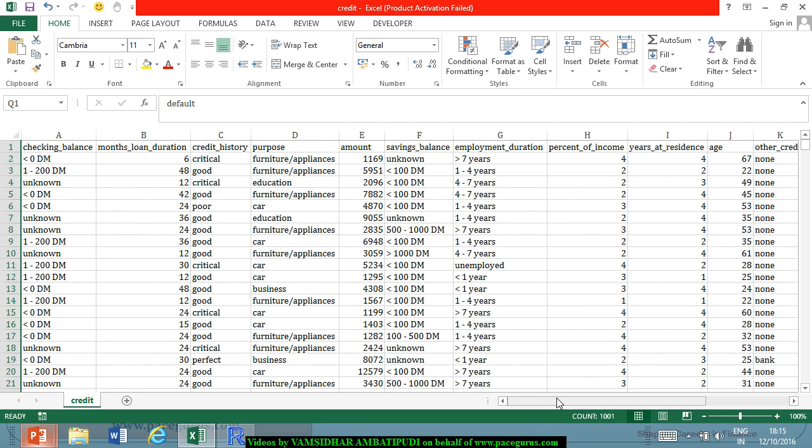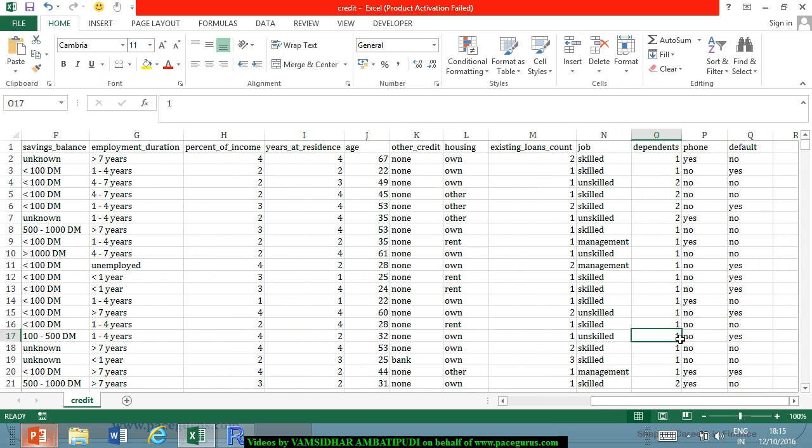Now if I bring in a new customer, with a certain checking balance, loan duration, credit history, and a loan amount for a particular purpose, I want to see whether this person would default or not. How do I classify that person as default or not default using K nearest neighbor analysis? That's my typical objective.